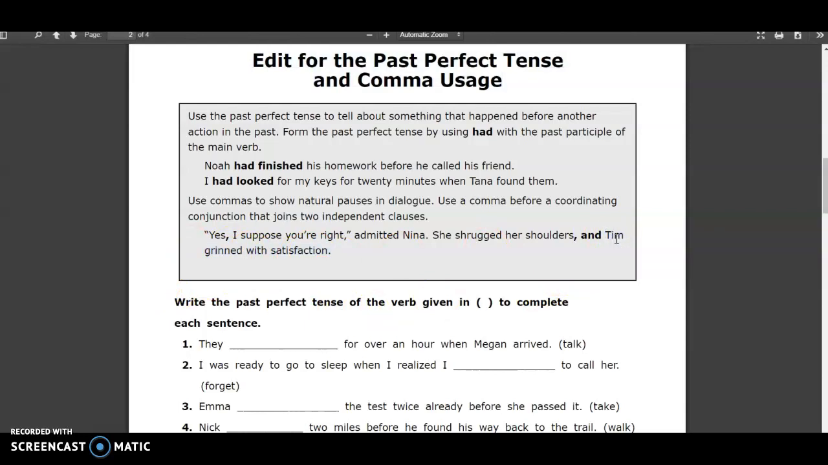So when you're taking two sentences, two complete sentences, and you're putting them together using a conjunction, and, or, so, anything like that, you should have a comma in front of that conjunction. All right? So that's what this is showing you.